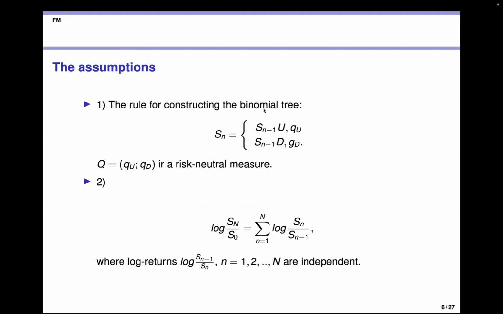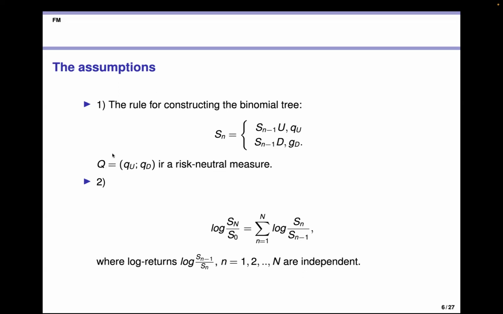Okay, about the assumption. You remember this rule for constructing the binomial tree. The next value equals the previous multiplied by u with probability qu, or the previous value multiplied by d with probability qd, where qu and qd, yes, it is a risk neutral measure.